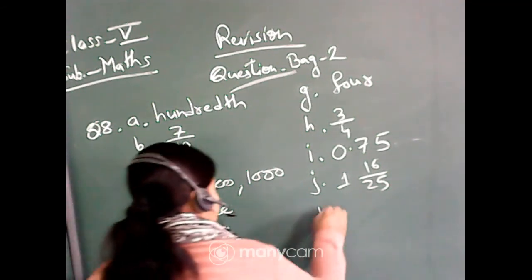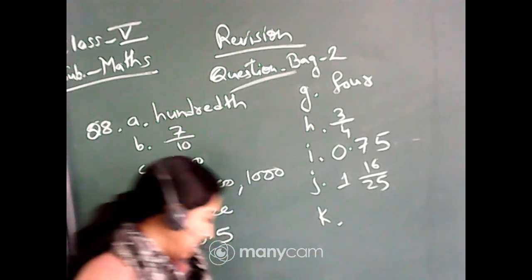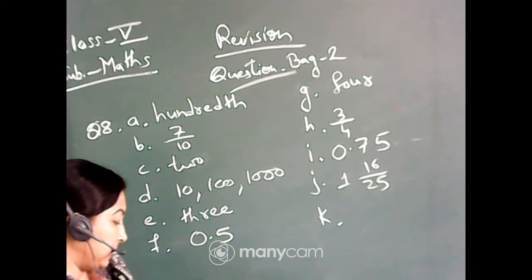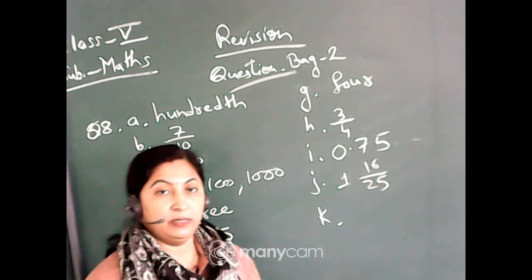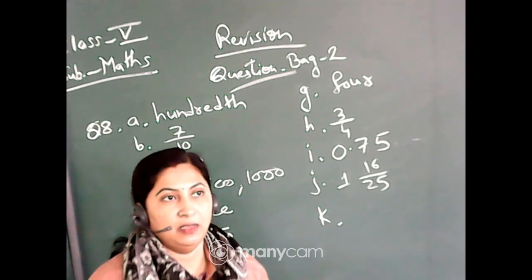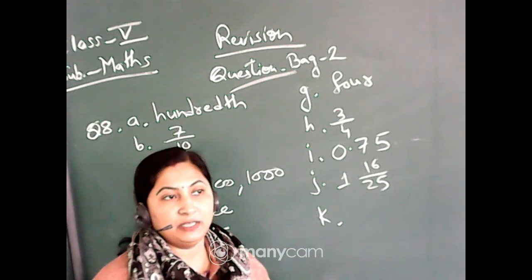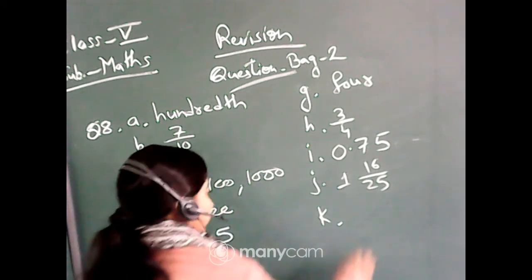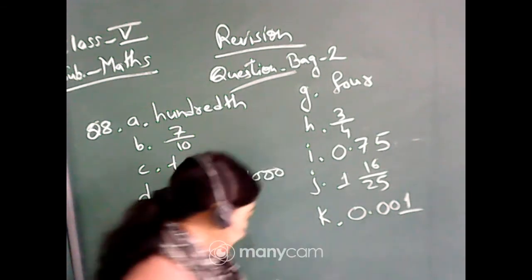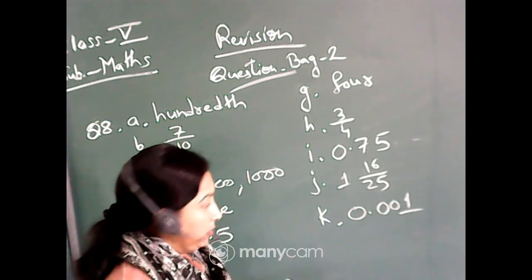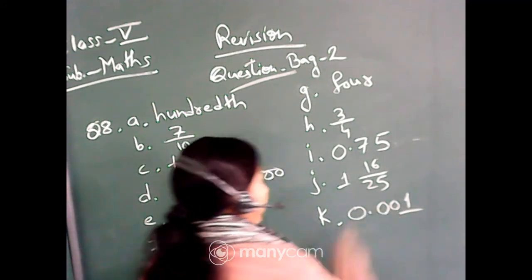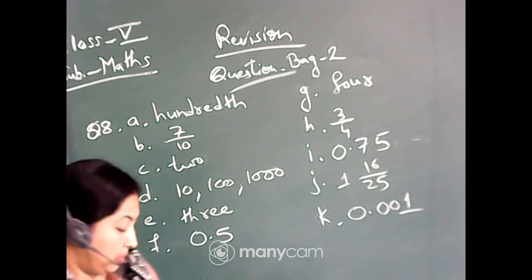Now number K. The smallest possible decimal number having 3 decimal places is the smallest possible number. That means you have to write the smallest number which has 3 decimal places. Means after the point there are 3 decimal places. That means 0.001, isn't it? After the point 3 decimal places, and it is the smallest, so 0.001 is the smallest decimal number which is possible.